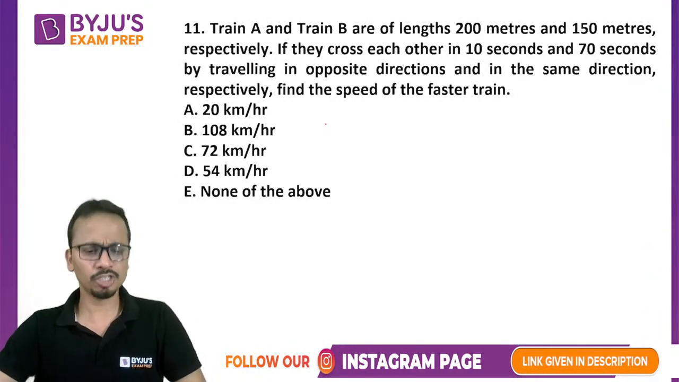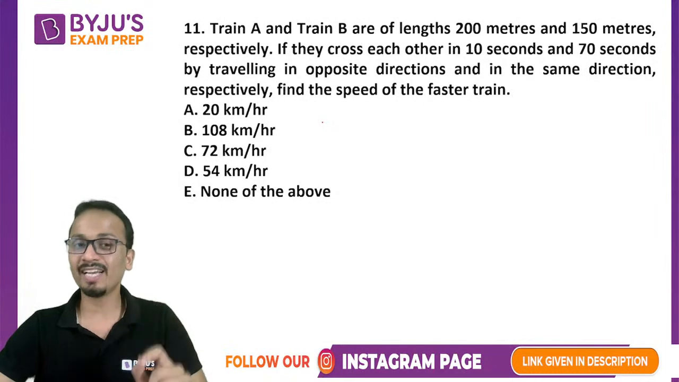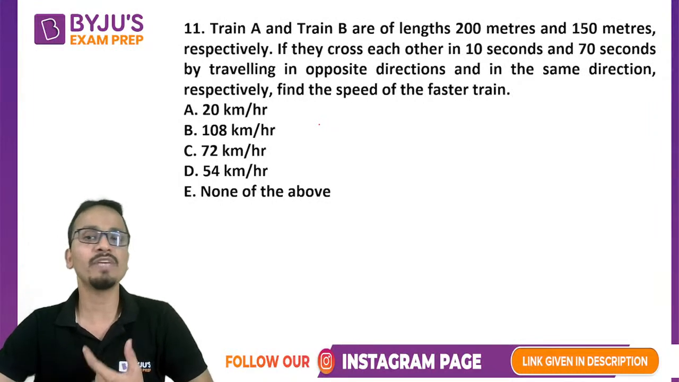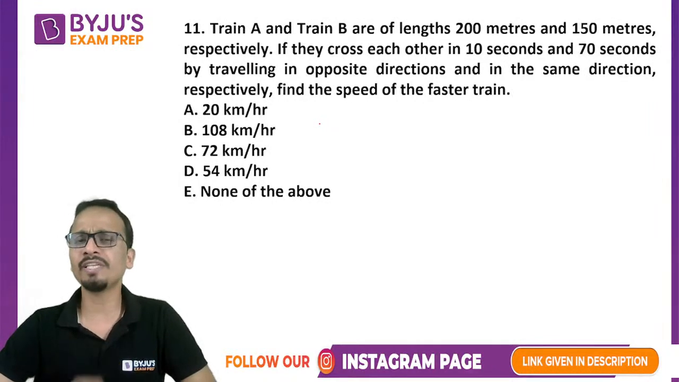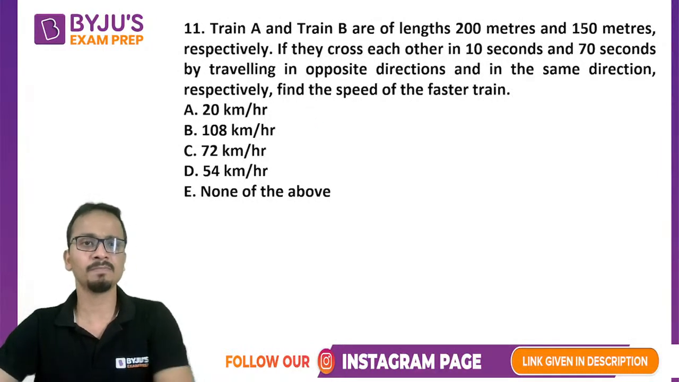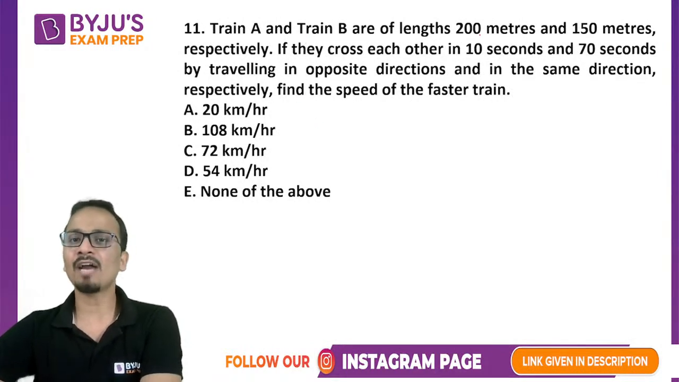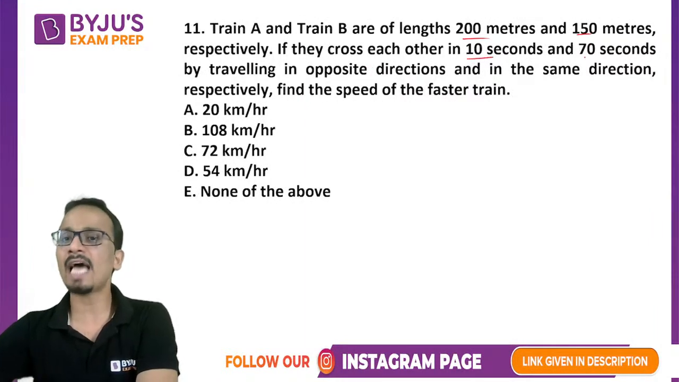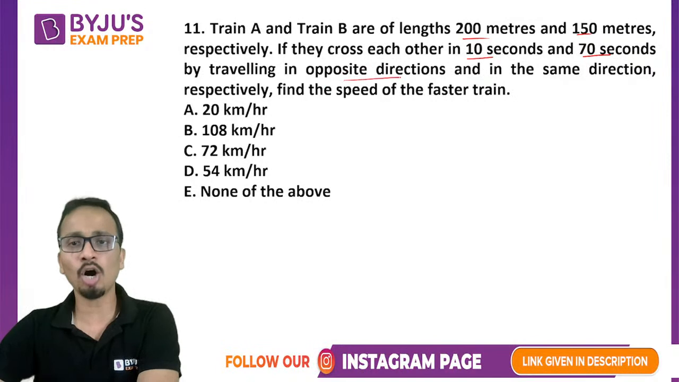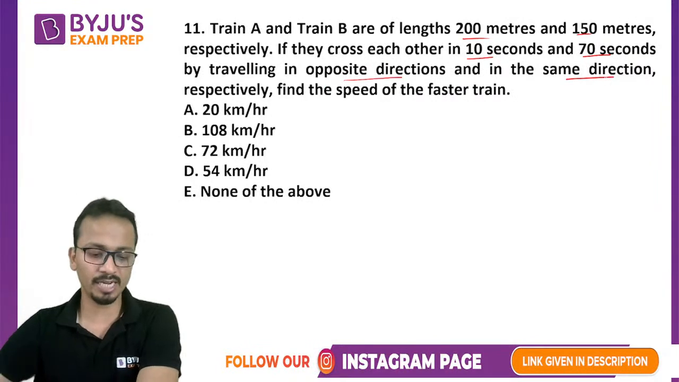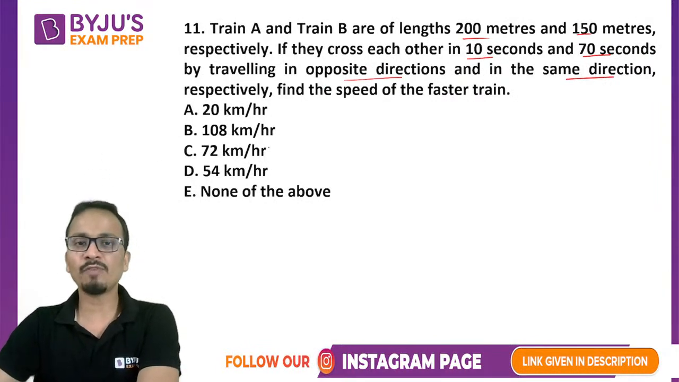Now a similar question based on the length of the trains. So train A and train B, be careful with the relative speed concept, whether the trains are moving in the same direction or in opposite directions. Train A and B are of lengths 200 and 150. They cross each other in 10 seconds and 70 seconds by traveling in opposite direction and in the same direction. Now we have to find out the speed of the faster train.